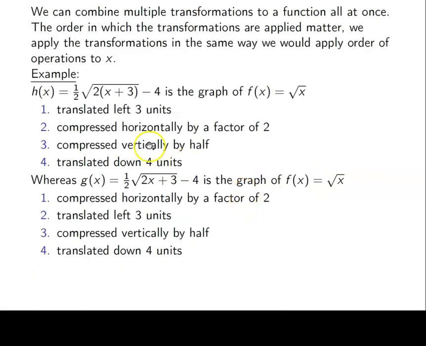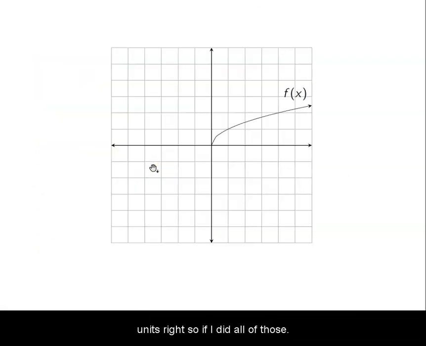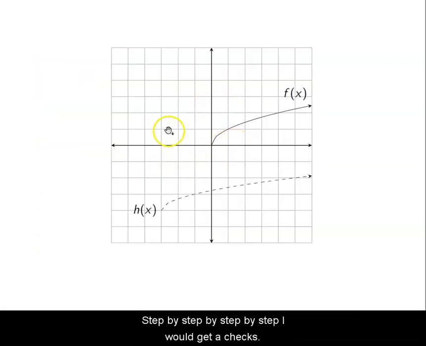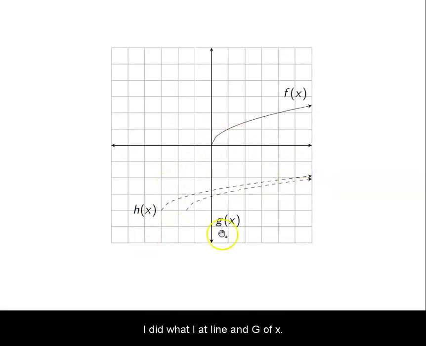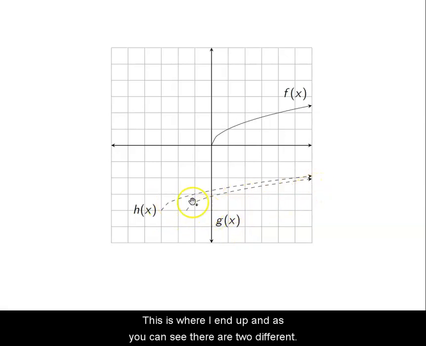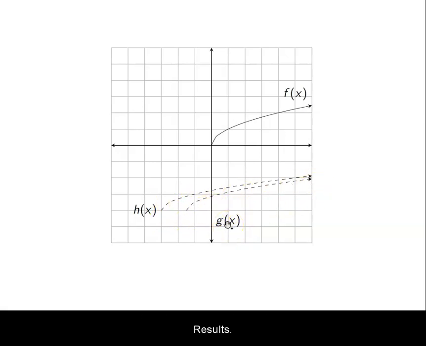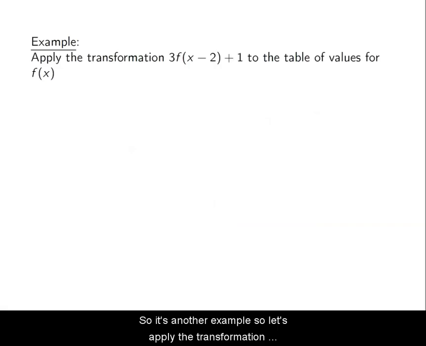So let's go back here. Translating left 3 units, then compressing horizontally, and then vertically, and then down 4 units, right? So if I did all of those, step by step by step by step, I would get h of x, okay? If I did what I outlined in g of x, this is where I end up, and as you can see, they are 2 different results, okay? So let's do another example.